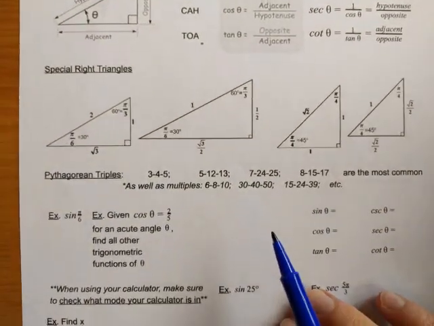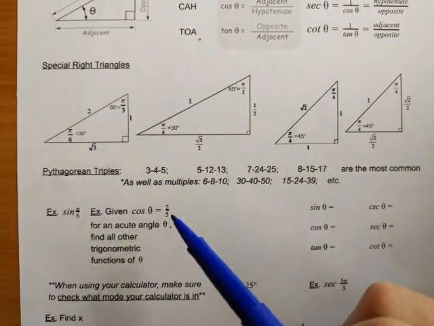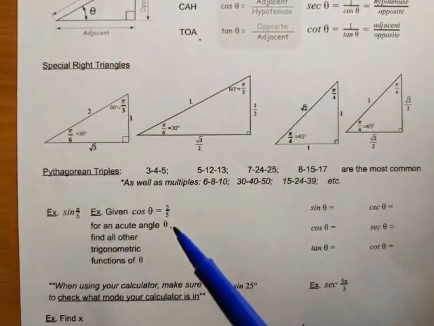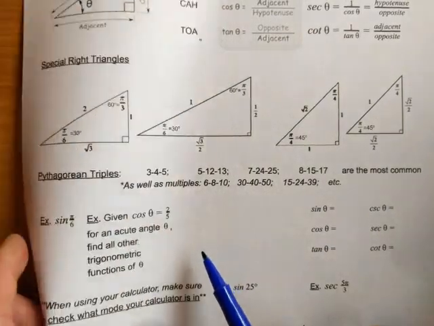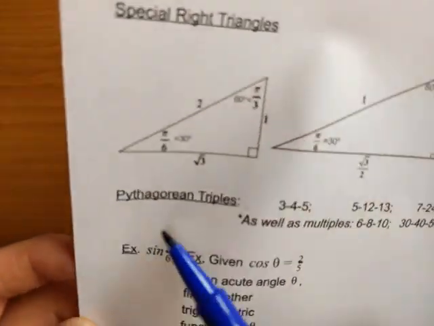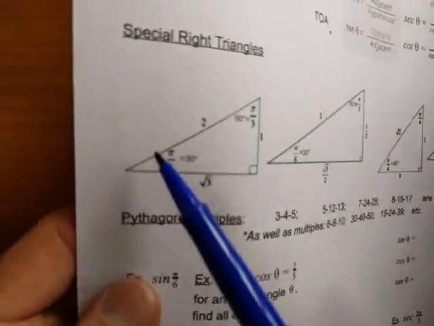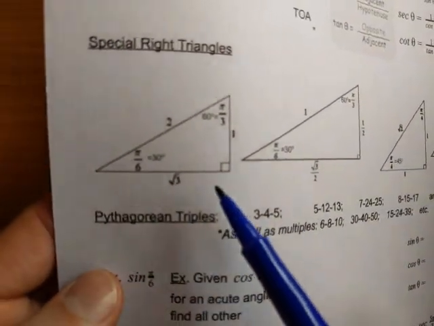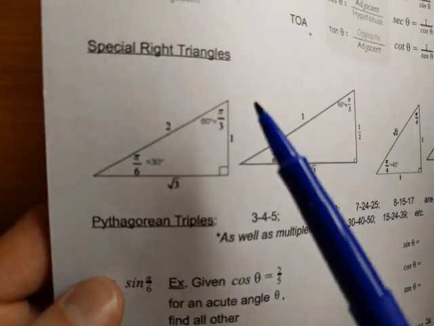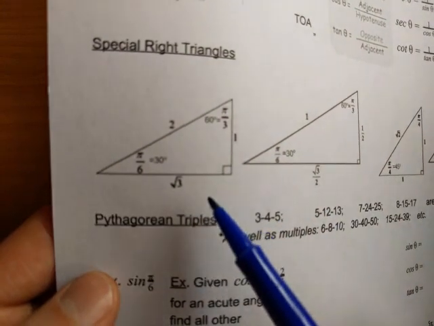You should also remember your special right triangles. Maybe the only little difference here is that we're going to be looking at these in radians as well. And so instead of just 30, 60, 90, we're going to be looking at pi over 6, pi over 3, and then pi over 2.